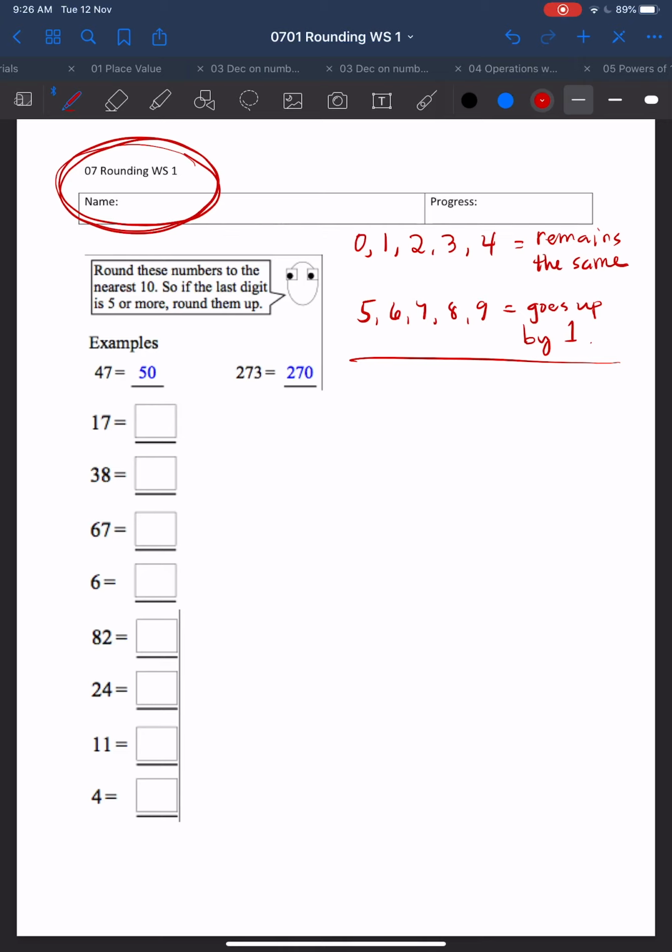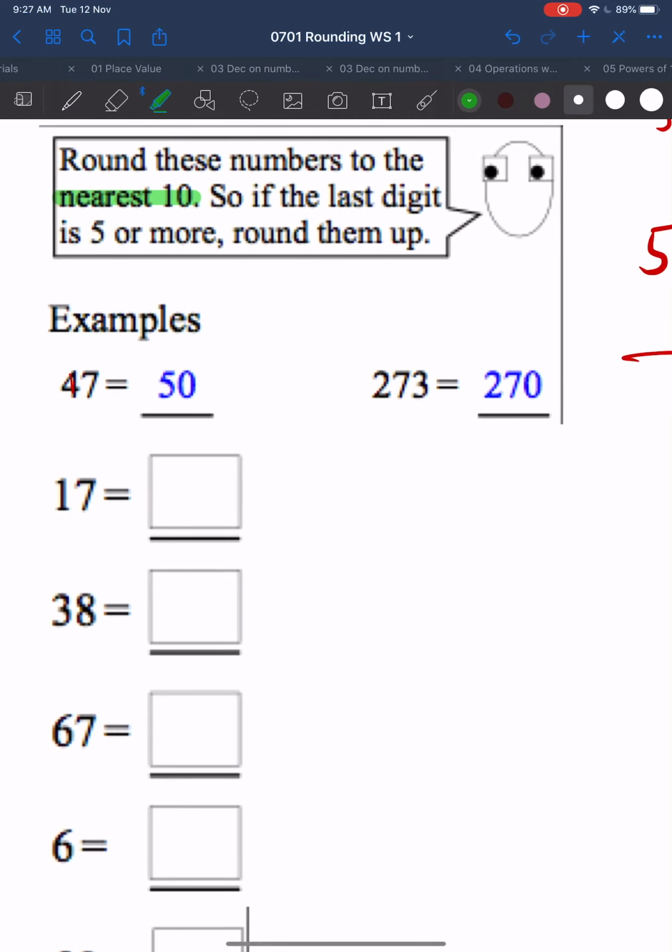So the instructions here, now boys and girls, always, always, always, the most important thing to do before an assessment or before you do any worksheet is to read instructions carefully. So it says round the numbers to the nearest 10. This is why I told you that knowing your place value is very important because everything else later in numbers relies on it. So the nearest 10 place in this example is what? In 47, the 4 is in the tens place.